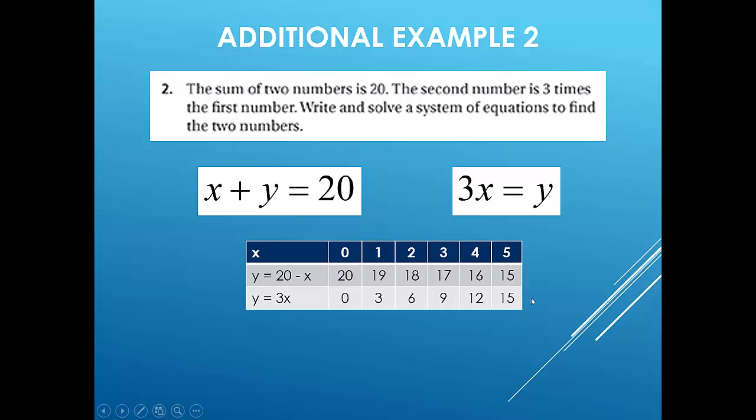Now you can see we have 15 for both equations. So what this represents, or what this means, is that x would equal 5 and y would equal 15. That would satisfy both of our equations because 5 plus 15 equals 20 and 3 times 5 is equal to 15.